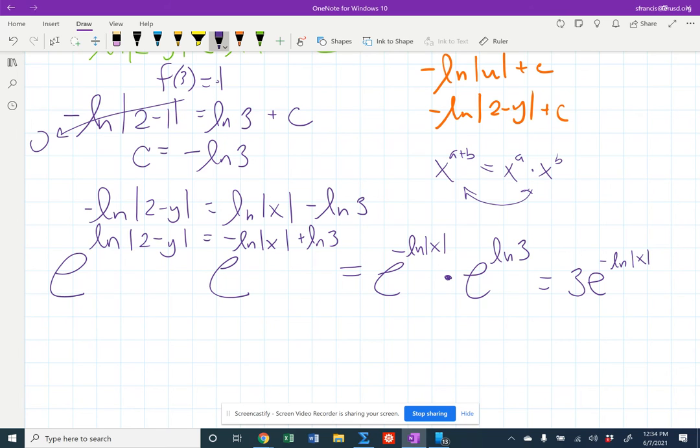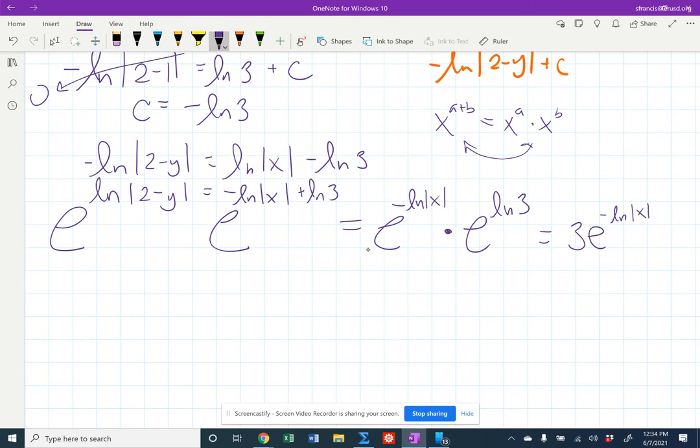Now, you might be thinking, can I cancel the e and the natural log? I can, but I have to get rid of that negative first. And right now I'm wondering if that's even worth it. So I'm not going to at the moment, but I can show you that later. All right, so over here, the e and the natural log cancel, leaving this absolute value, 2 minus y. And we got 3e to the negative natural log, absolute value of x.